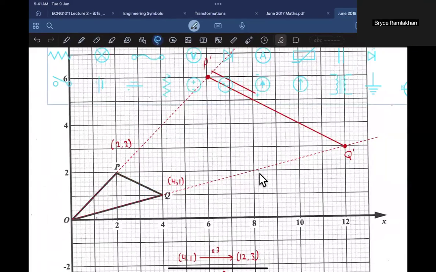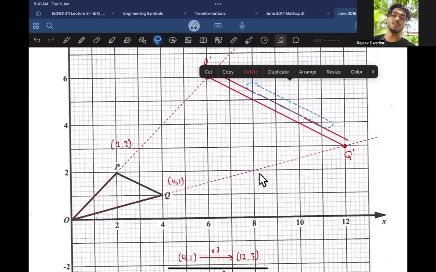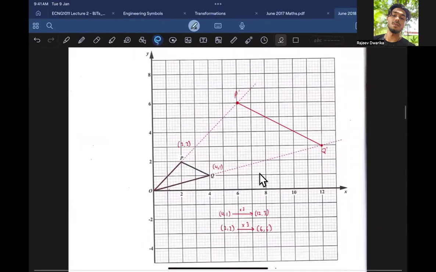And how much times bigger is this supposed to be? 3. Okay. So how much of this do you think it will take to make up this big line? Should take three, because it's 3 times bigger. It's 3 times our line. And you can see that taking place. Right? So that's the answer for the first part. Everybody okay with that?